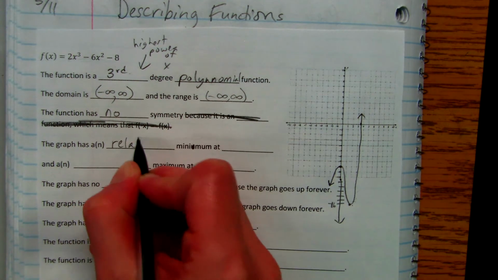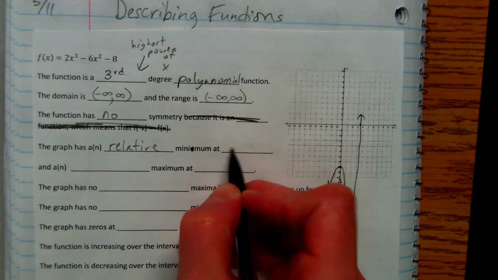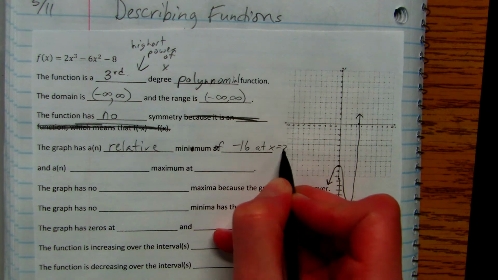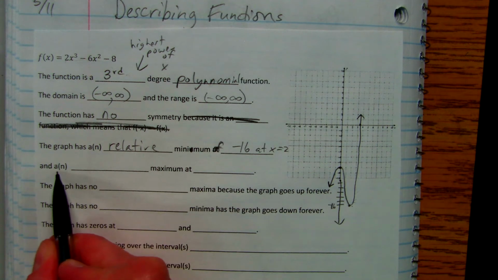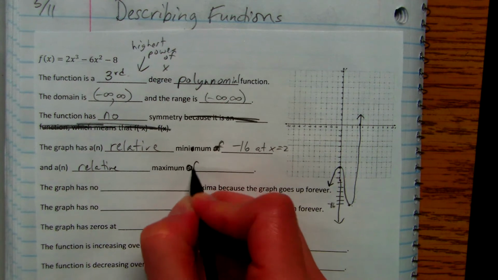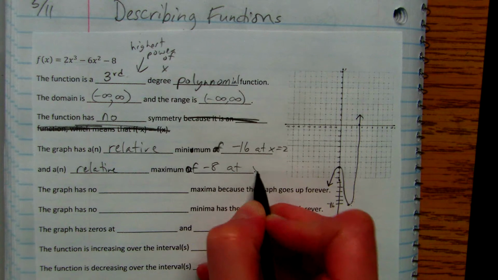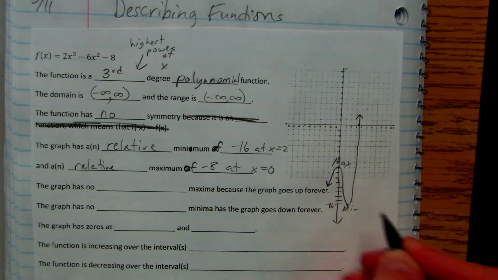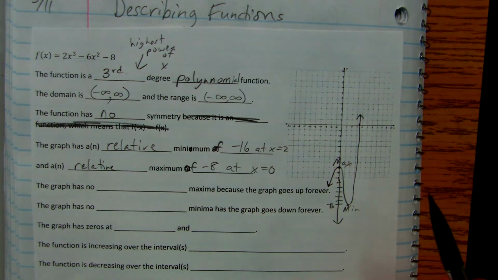So we're going to put, it's a relative minimum of -16 at x equals 2. I'm going to reword that. And a relative maximum, and I'm going to change the wording here, of -8 at x equals 0. So this is my max, and down here that's my min. They're relative maxes and mins. They don't have absolute maxes and mins because the arrows go forever on the ends.